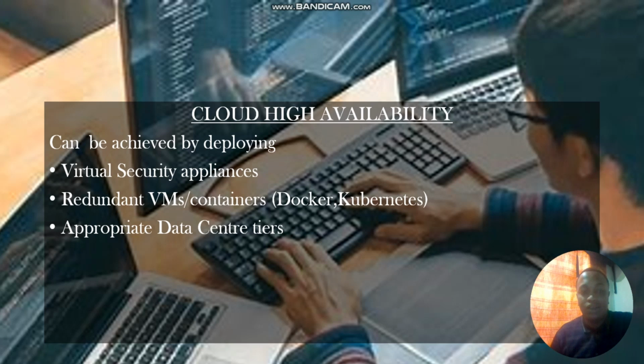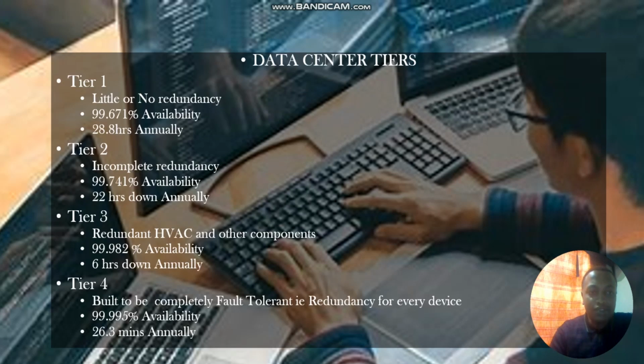And cloud availability also depends on data center tiers. We have different data center tiers: tier 1, tier 2, tier 3, and tier 4. What I mean by tier 1 is that you have little or no redundancy, and the availability is at 99.671%. That means that you are down 28.8 hours annually.